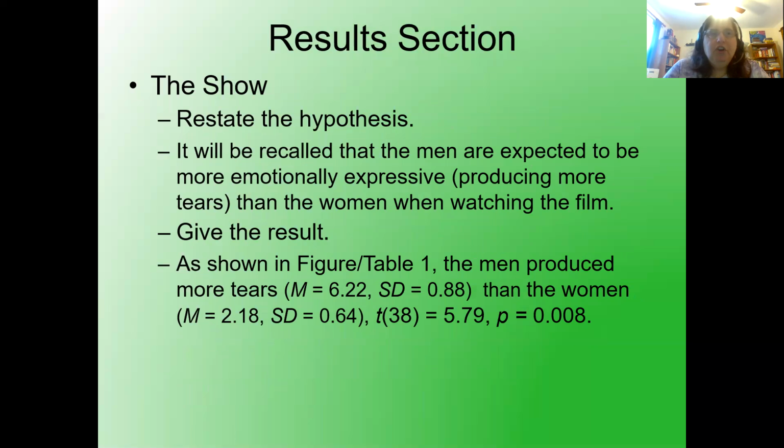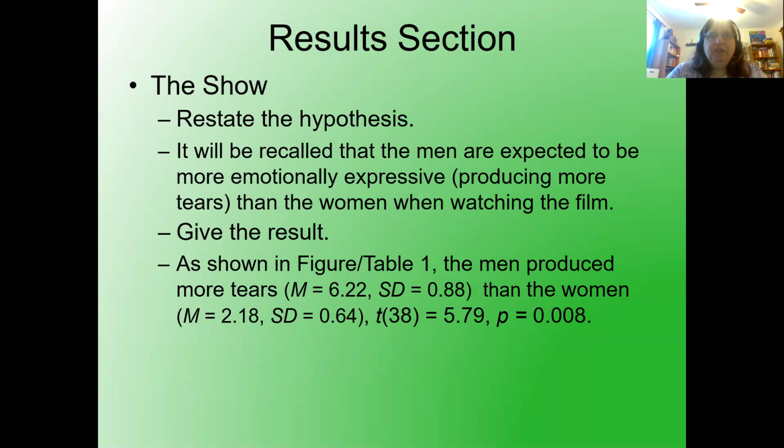Now we get to the show. What do we do here? We're going to restate the hypothesis and then give the result. So let's do each of those things. Okay. Now I'm switching examples on you, but don't let that fool you. It's still basically giving you what you want for a result.